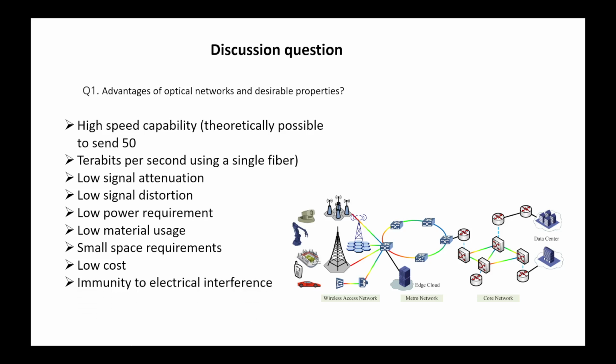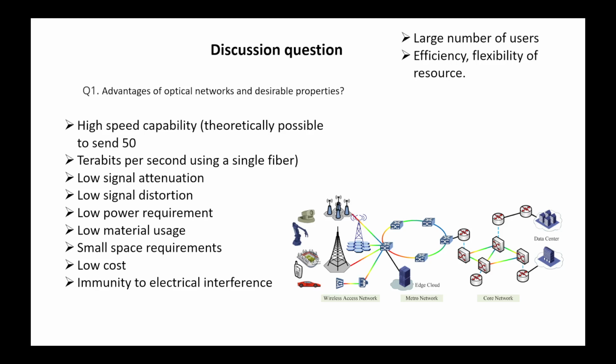Immunity to electrical interference, because there is a cladding around the optical fiber, so the effect of the external environment will be negligible. So what are the desirable properties for establishing an optical network? A large number of users. If there is a very small number of users, like 10 or 20, it will not be feasible and will be very high cost.